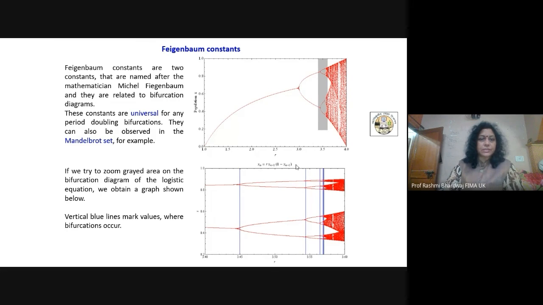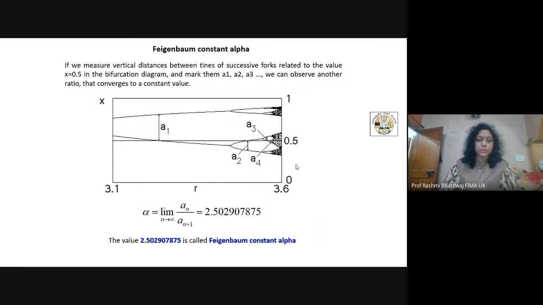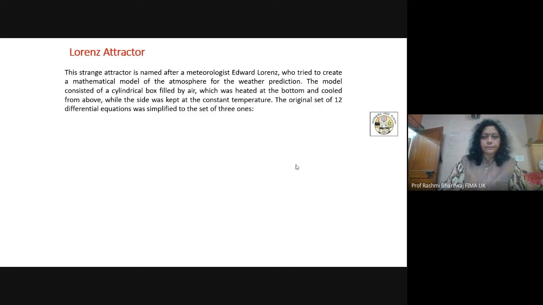The repetition of this is calculated using the Feigenbaum constant, which is equal to the limit of a_n over a_(n+1) as n tends to infinity, and this value is known as the Feigenbaum constant. And as this value moves towards 4.669, then the chaos starts.